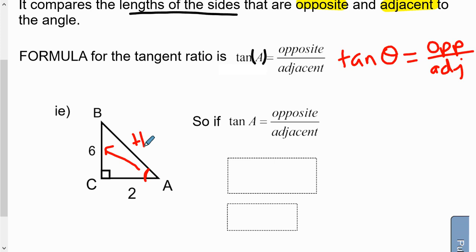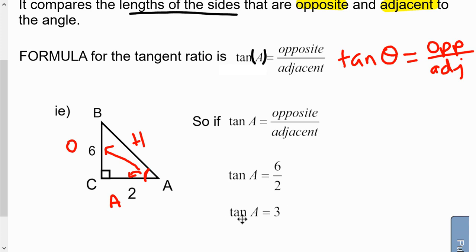This length of 6, this is going to be my opposite side because we're talking about angle A. If we were talking about angle B, things would be different. And then I'm going to call this side length A for adjacent, right, because that's the length that's adjacent to my angle that I'm referencing. So tangent of angle A is talking about the opposite on top, so 6 over 2. And then what that reduces to is that the tangent of angle A is 3.